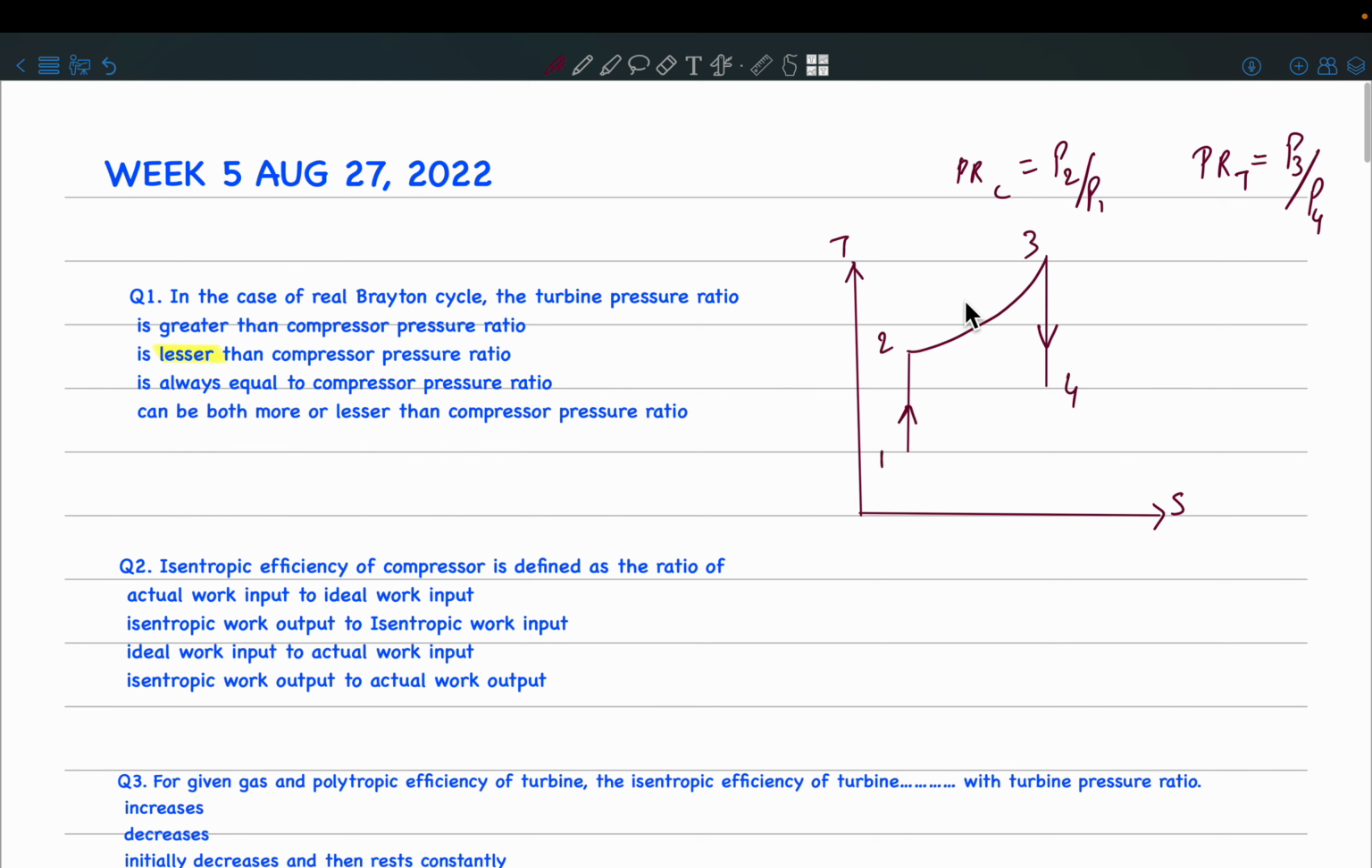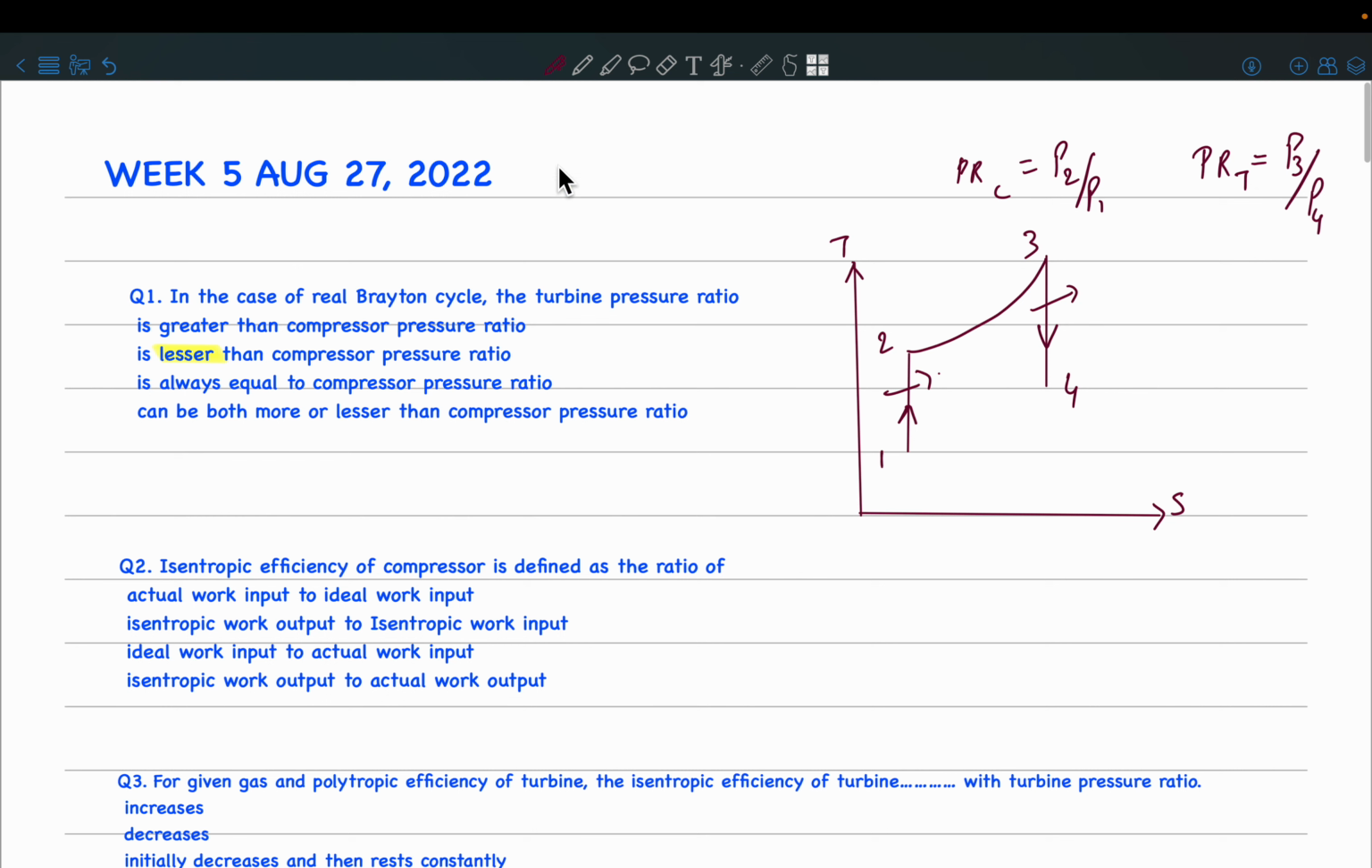No, you're right that the pressure ratio will be same, but that's not because P2 is equal to P3. So P2 is equal to P3, but also we should remember that P2 by P1 is equal to P3 by P4, because in an ideal situation the work input over here is equal to the work output over here. Okay, so whatever pressure rise is happening in the compressor will be equal to the pressure decrease in the turbine.